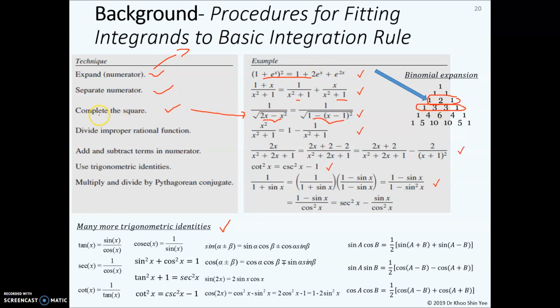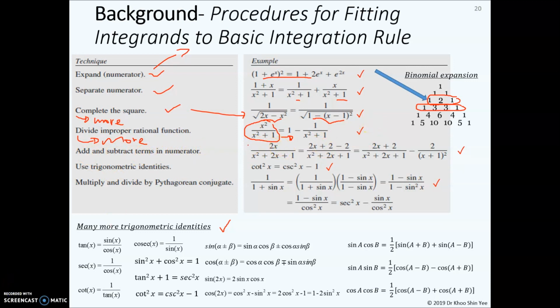Okay, so completing the square. In future we will show you more. Okay, this is very useful. Dividing the improper rational function, where you can see this rational function can be further reduced. Okay, how to reduce it, you will learn later. Add and subtract term in the numerator.